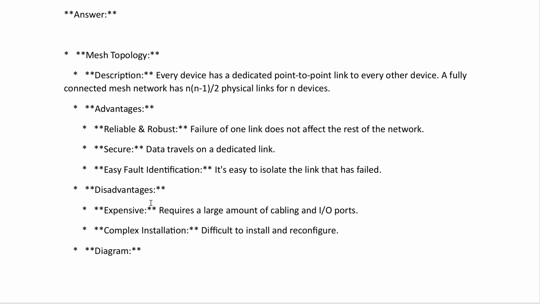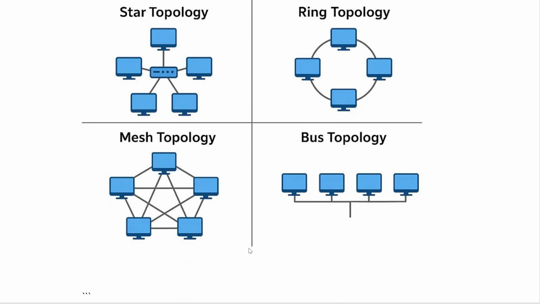The demerits or disadvantages of mesh topology are: mesh topology is very expensive because it requires a large amount of cabling and input-output ports. Mesh topology requires complex installation. It is very difficult to install and reconfigure the mesh topology.